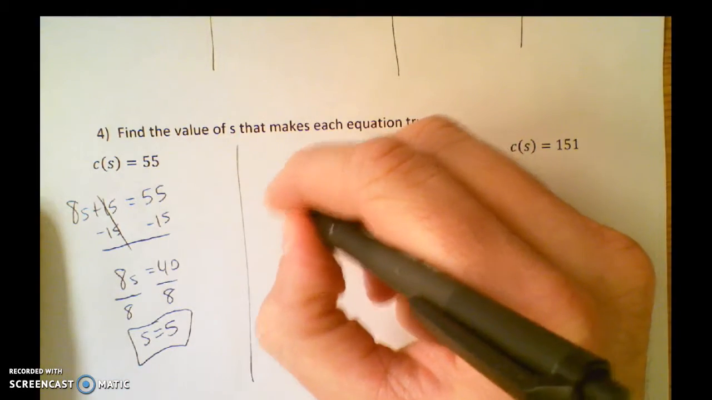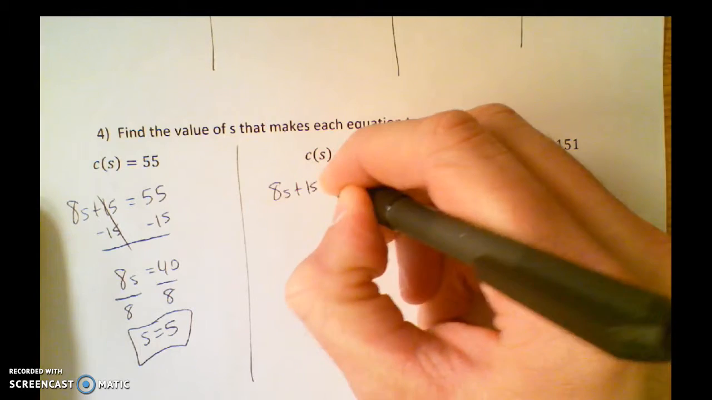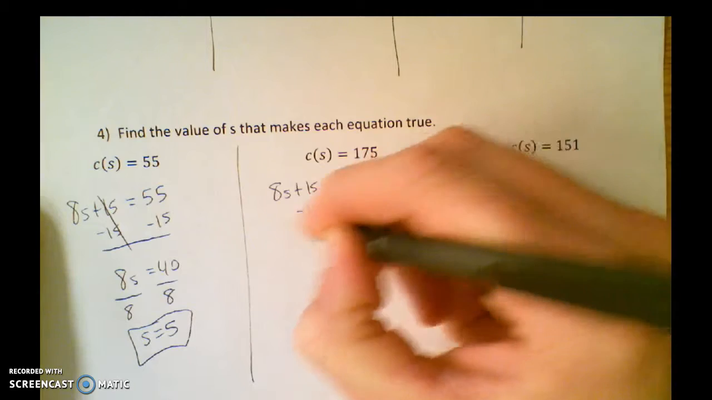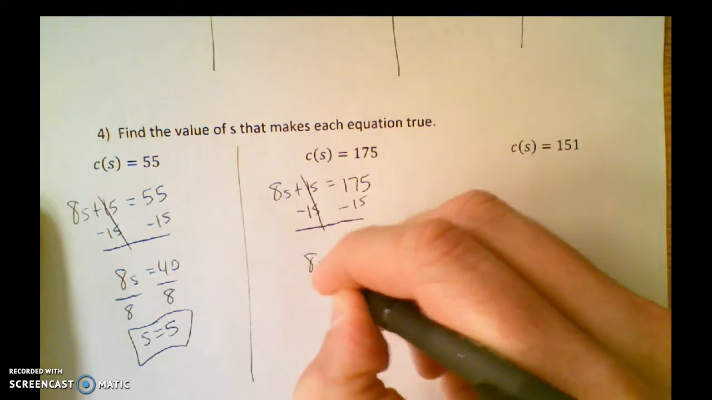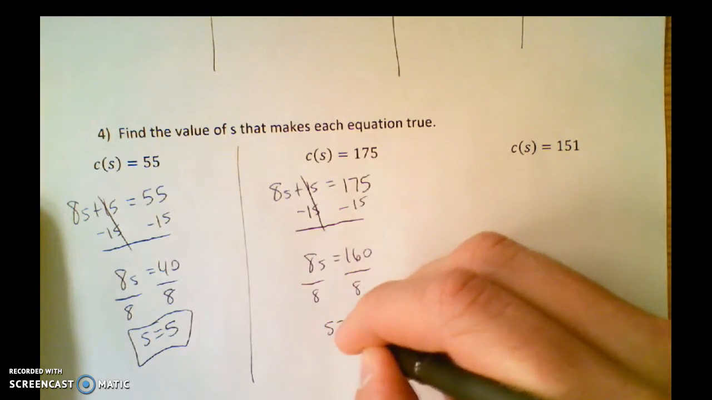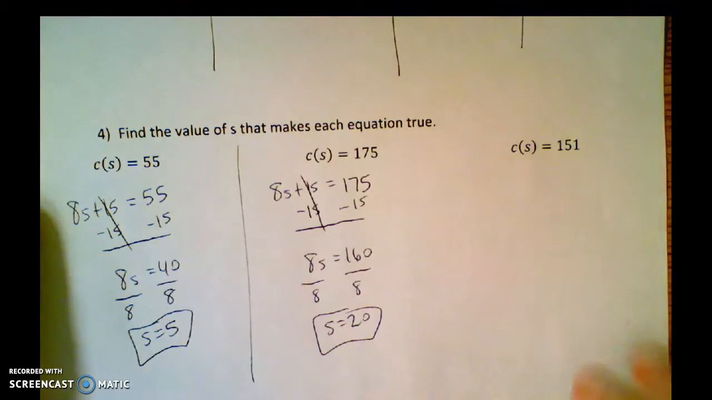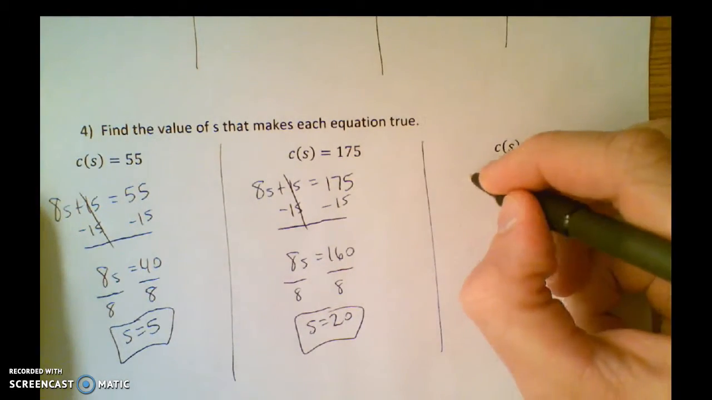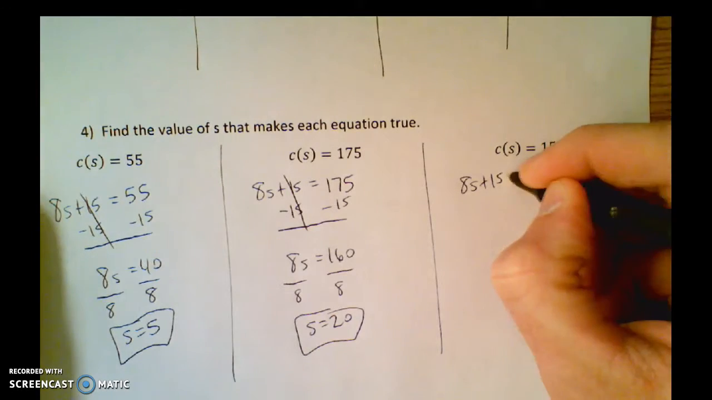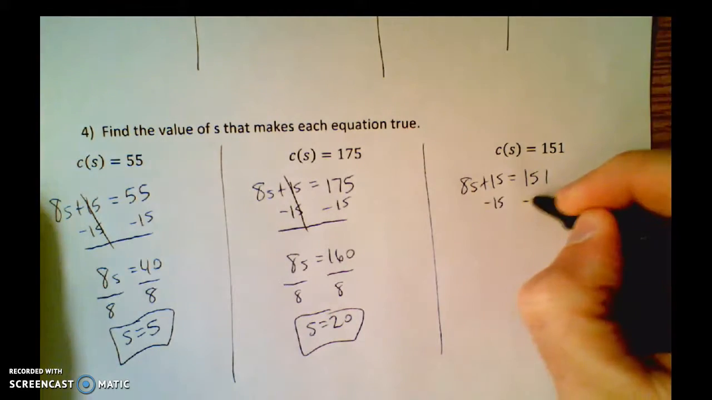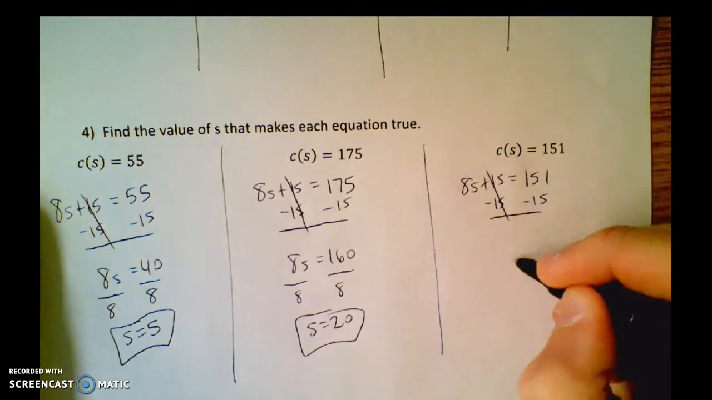Here again, I'm looking for the input, so I use the equation and set it up to solve. Subtract 15 on both sides. 8s equals 160. Divide by 8. S is 20. And the last problem, still looking for the input. So I use my equation and set it equal to 151. How many shirts are going to cost $151?